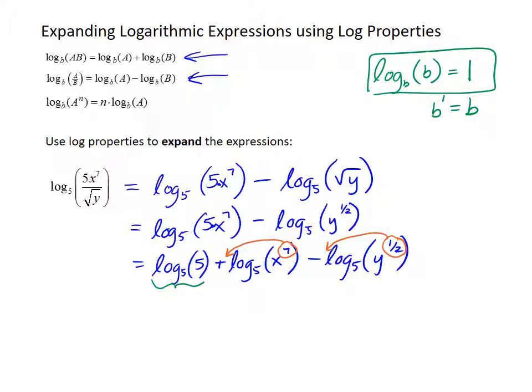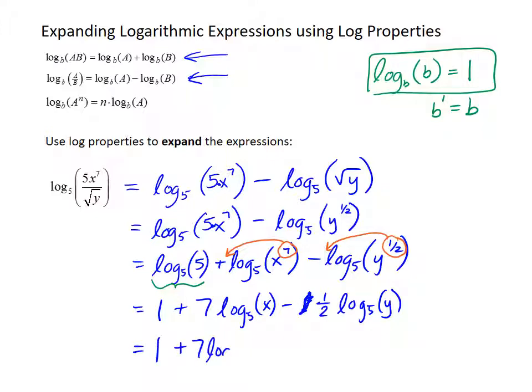And when you can, always simplify further with logs. So this first term becomes 1 plus 7, because we're taking the exponent out, log base 5 of x minus, oops, I forgot to bring the 1/2 out. So that should be a 1/2 log base 5 of y. I'll rewrite that just to make it look nice. So our final answer, 1 plus 7 times log base 5 of x minus 1/2 log base 5 of y, is our final result.